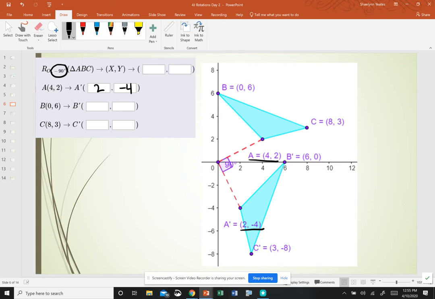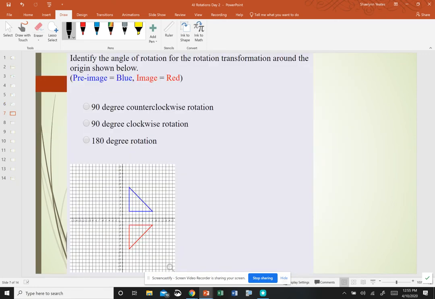What do you think the pattern is so far? B goes from 0, 6 to 6, 0. C goes from 8, 3 to 3, -8. What did it do? It switched them, so now it's Y and X, and it made the X value negative. That's it. Okay, so you'll have to finish the rest of those on your own. I think there are 2 more problems like that, and I think you've got this. I believe in you. Okay, we're going to identify the angle of rotation.